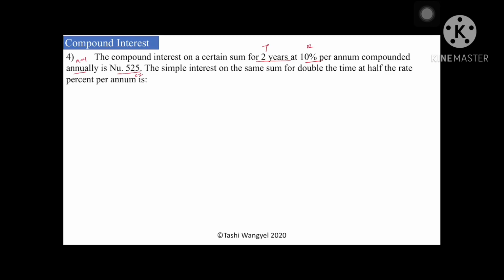The compound interest for 2 years at a rate of 10% compounded annually is 525. For the same principal, the time is double and the rate is half, and we need to find the simple interest. First find the principal. Given the compound interest 525, the time is 2 years, the rate is 10% per annum compounded annually, so n is 1.